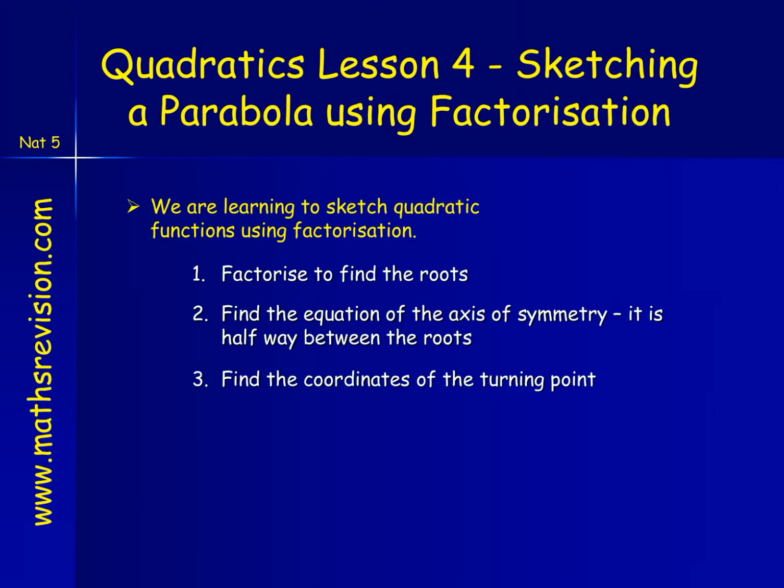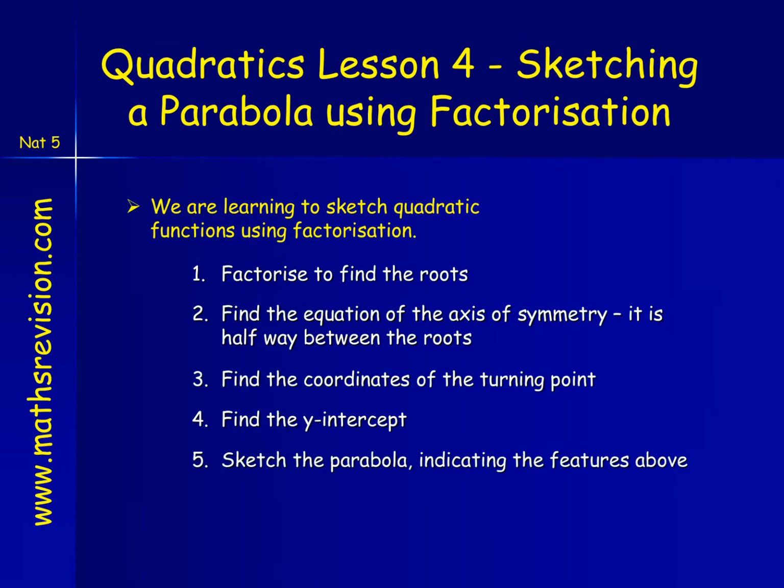We're going to look for the coordinates of the turning point. Most of the ones are minimum turning points. We'll get to maximum turning point soon. At the moment we're just looking at a minimum turning point. We'll also be looking at finding the y-intercept, where the graph cuts through the y-axis, and we'll make a decent sketch and we'll indicate all of the features that we've mentioned there.